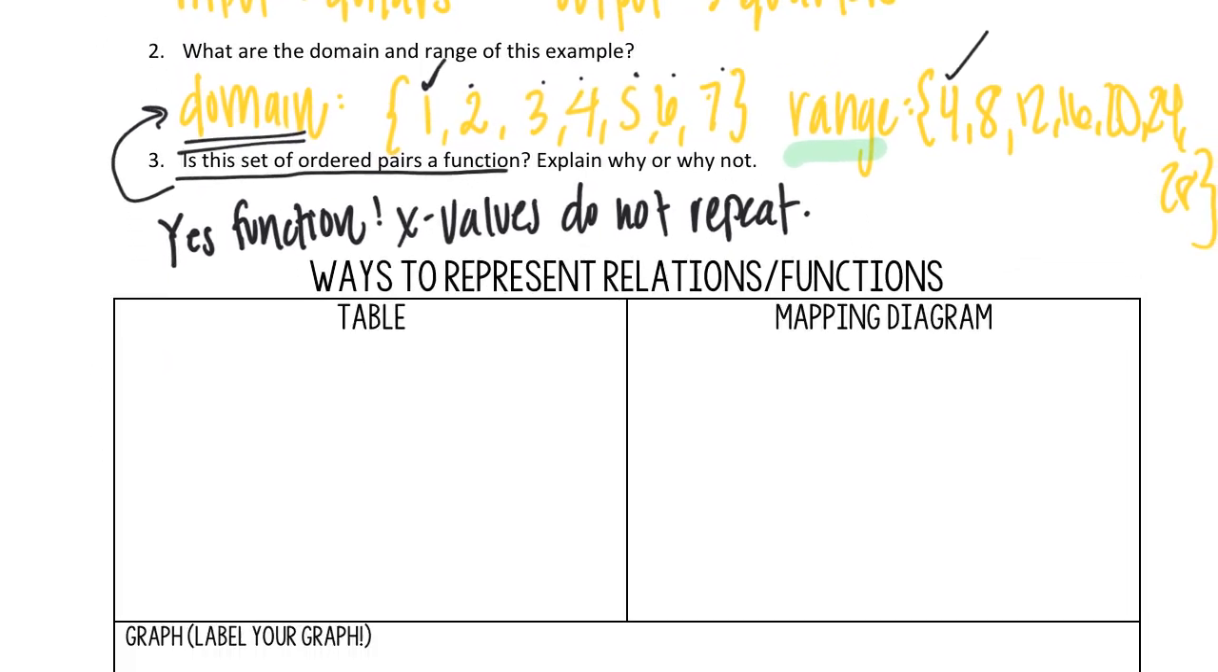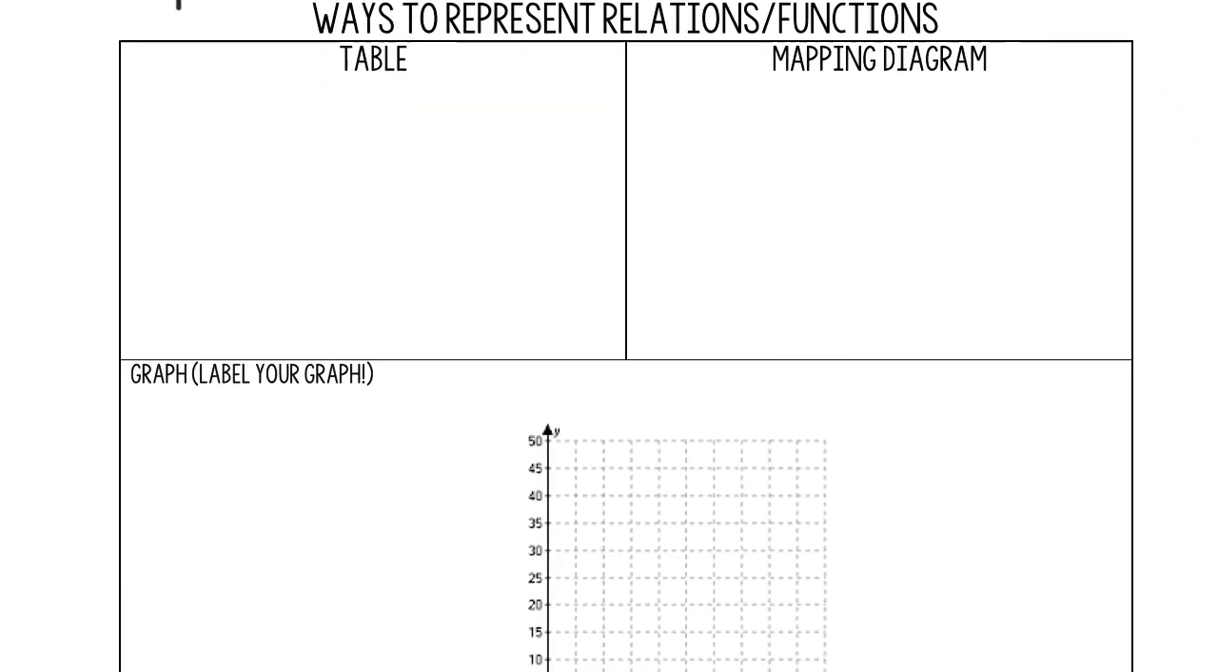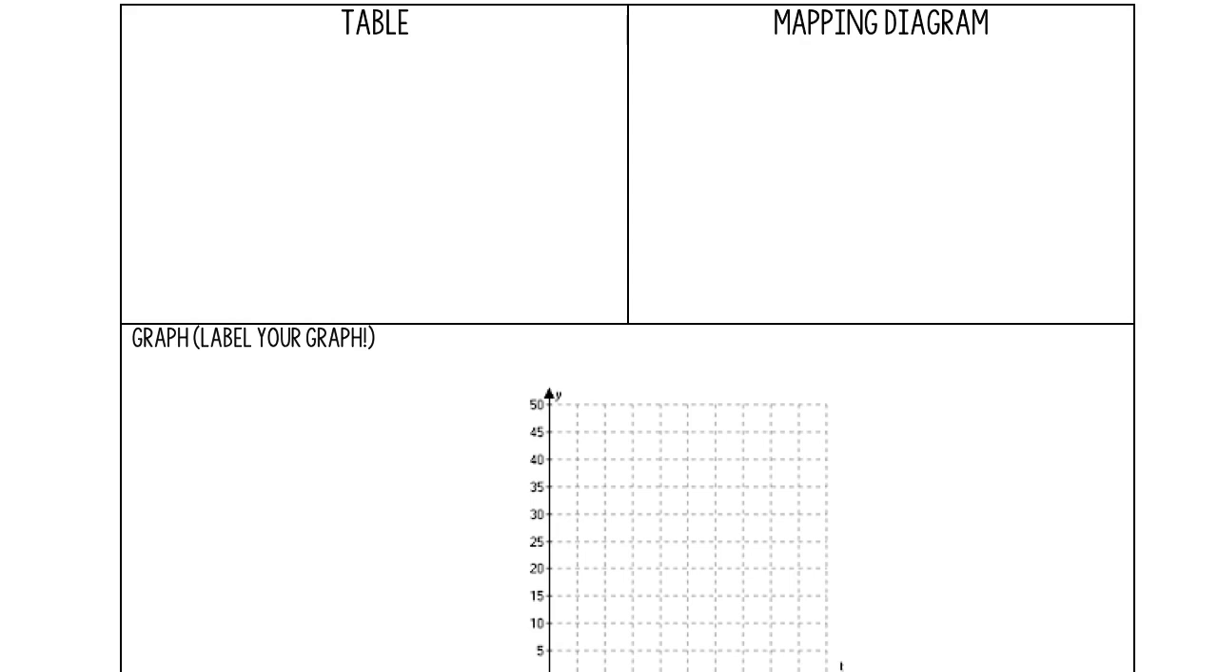Now, there are multiple ways that we can represent a function. We can represent them with a table, with a map, or on a graph. So we're going to use that example above to practice representing a function in different ways.